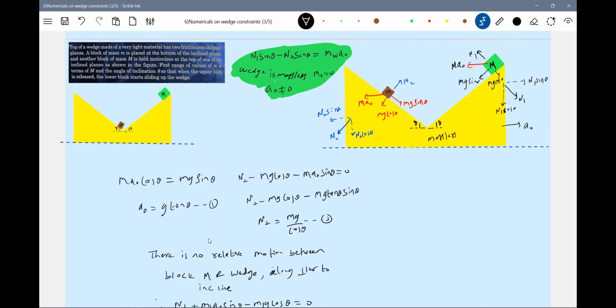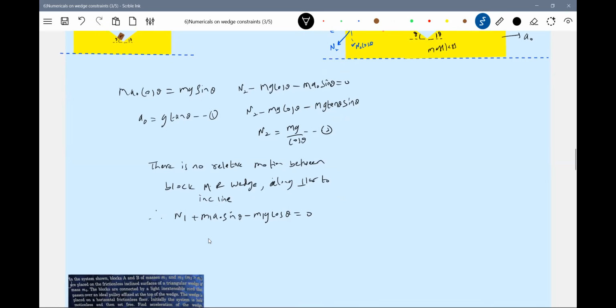So N1 sin theta should be equal to M1 g cos theta. Why is it like that? Because there is no relative motion between the block m and the wedge along perpendicular to the incline. So I got now the value of N1. What is N1 equal to? M1 g cos theta minus M1 a naught sin theta. This is equation 3. I think we are at a better place. There's a constraint, the wedge constraint. I have brought it. So solve 1, 2, 3, you'll get the required answer.